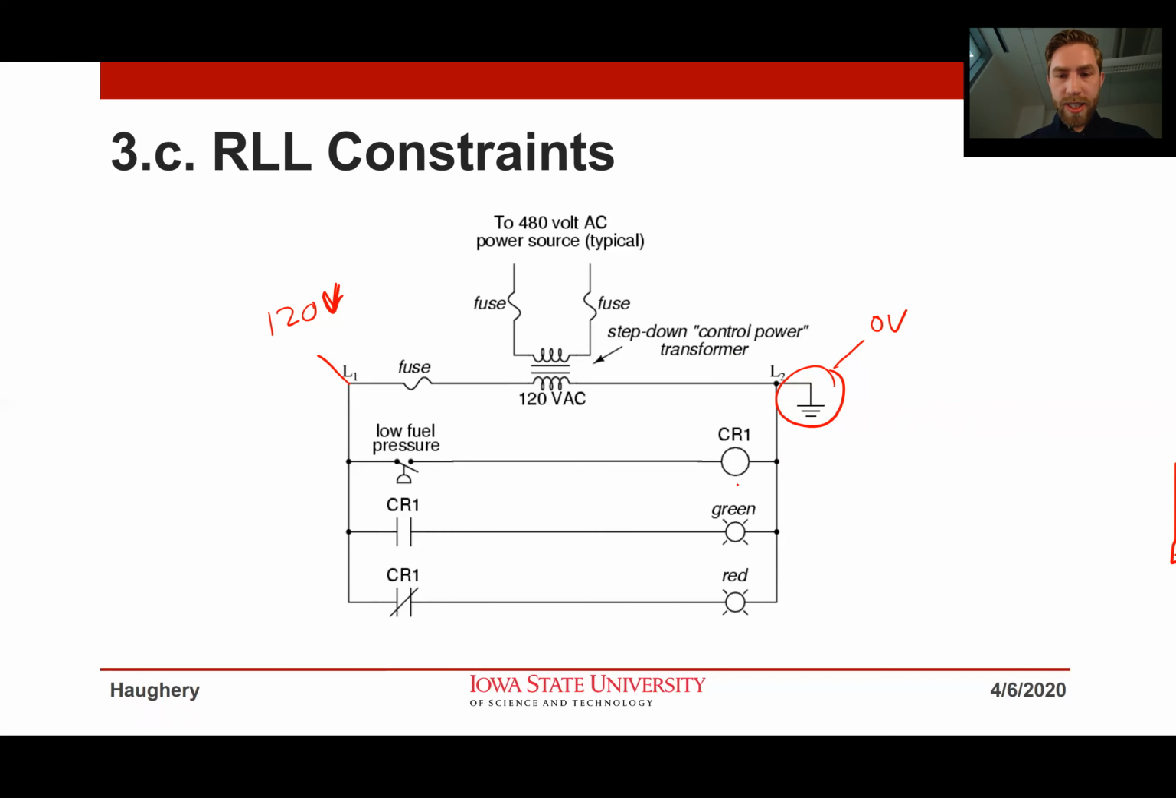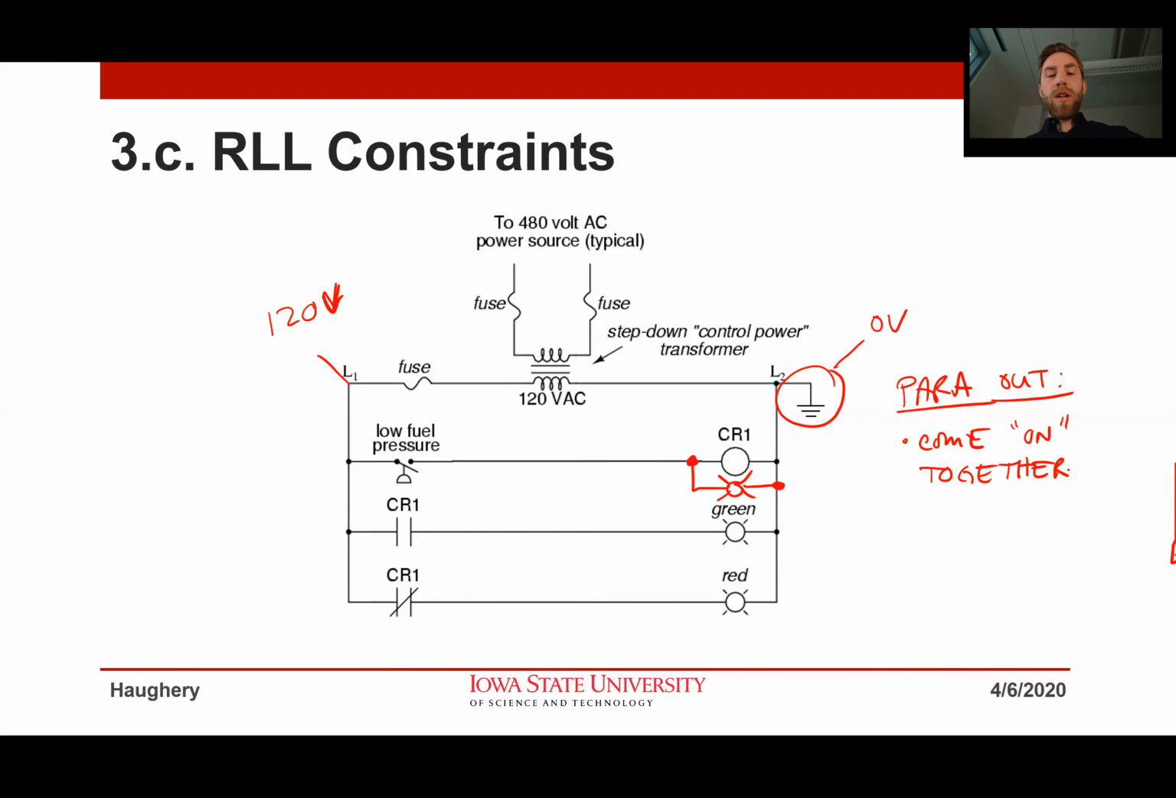So I could have a second thing, a second output, if I want it to come on with CR1 together. You don't put it in series, but you can put it in parallel. So we can put outputs in parallel, and outputs in parallel will come on together. And we can do this, right?